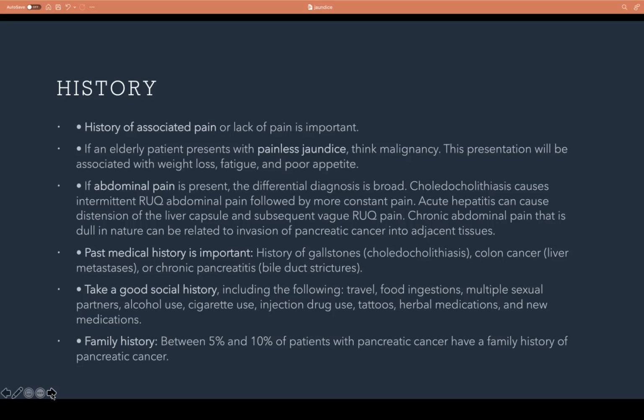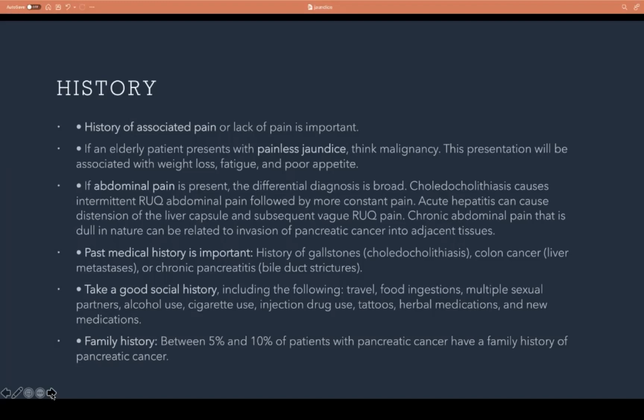So when we're talking to a patient, we need to have a good history. We need to get an association of their pain. And when they're having painless jaundice, especially with other symptoms such as weight loss, fatigue, poor appetite, we need to really keep malignancy in the back of our mind. If there's abdominal pain, it really could be a wide range of differential diagnoses. So acute hepatitis or chronic pain could be even related to malignancies, but really has a wide range of differentials.